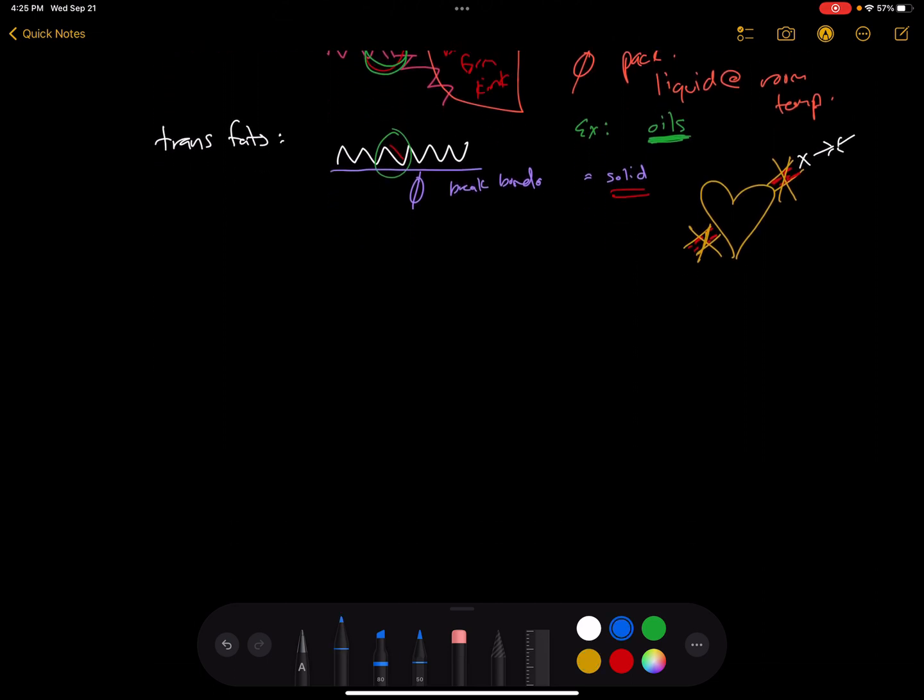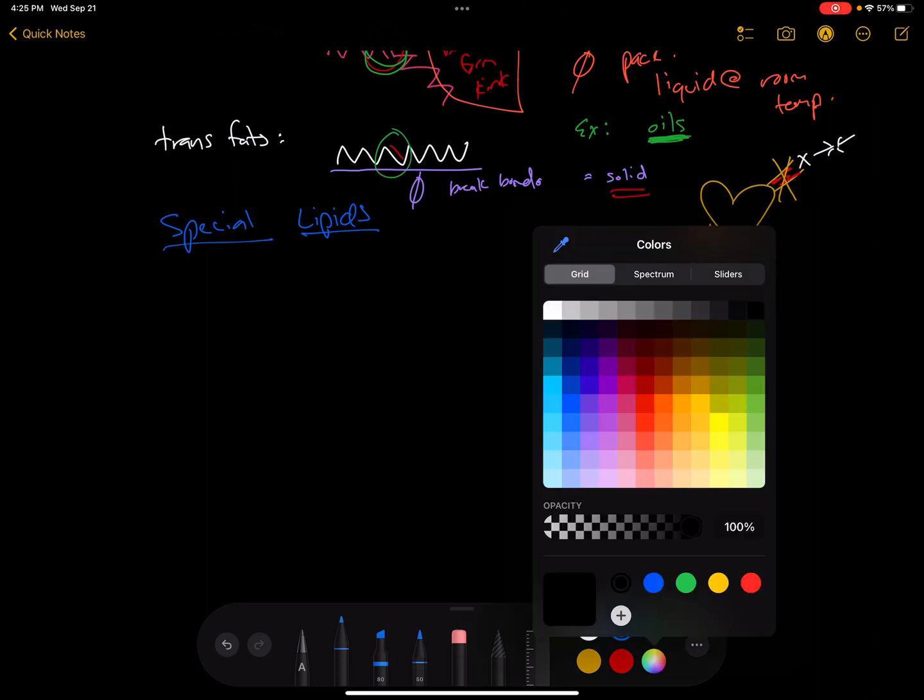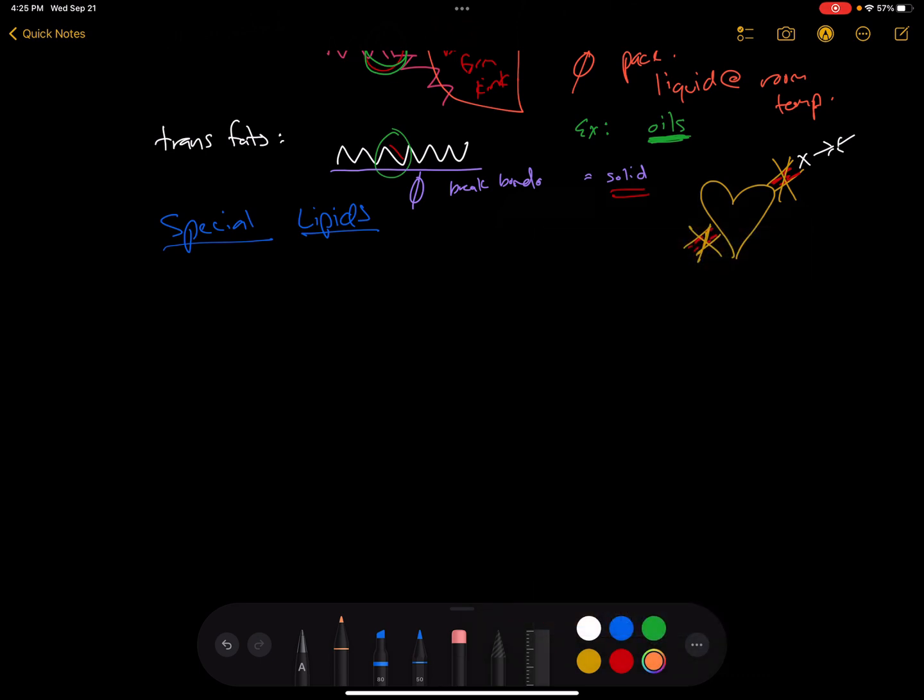Now, let's go ahead and do a couple special lipids. We have a few special lipids that don't fit all the rules. The first special lipid is called a phospholipid. And if you've taken biology before, you've heard of phospholipid. Phos, that's referring to the phosphate, and the lipid is referring to that hydrocarbon chain.